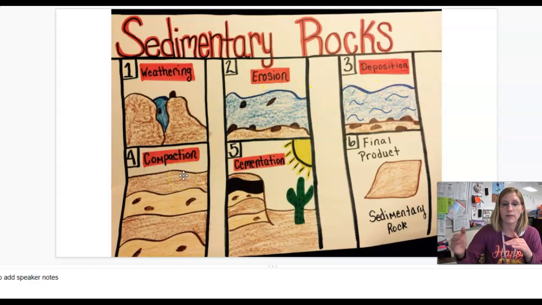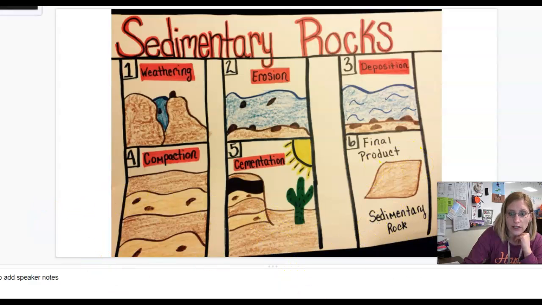Then it goes with compaction. Compaction means that it is heat and pressure and sediment building on top of each other. And then after a while, sediment kind of glues it together to form a sedimentary rock. So weathering, erosion, deposition, then compaction, all the layers of soil, and then sediment where they're staying together. And that is the final product of a sedimentary rock.